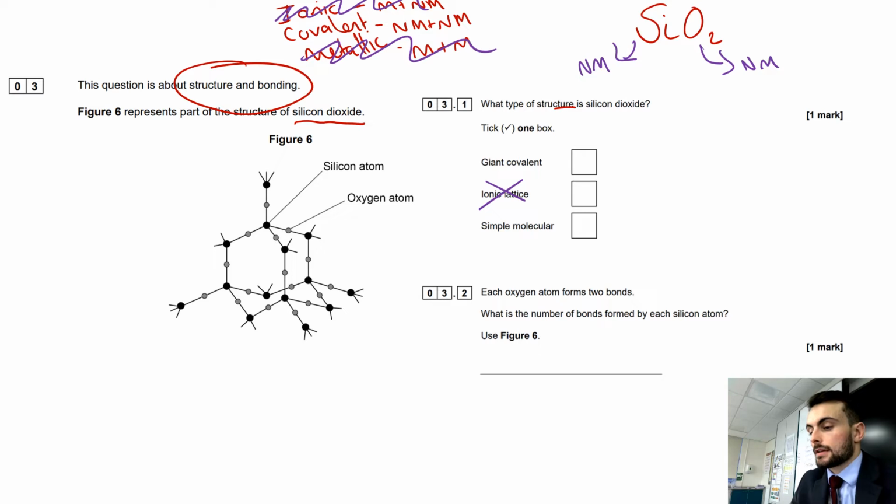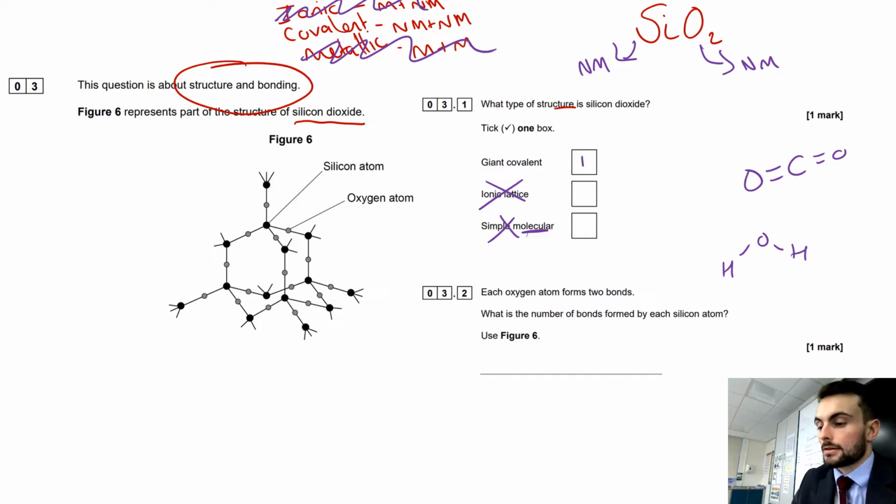The next thing we need to think about is either giant covalent or simple molecular, because covalent molecules can also be simple. Molecular just means a couple of atoms stuck together. So your example might be, is it just a couple of atoms like HOH, H2O, or carbon dioxide, just a couple of atoms and then that's it? No, it's not. It's not simple. So it is a giant covalent, more specifically a giant covalent lattice.